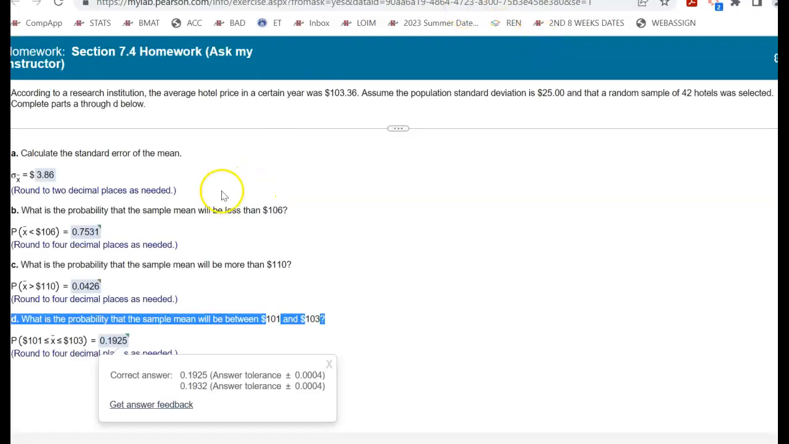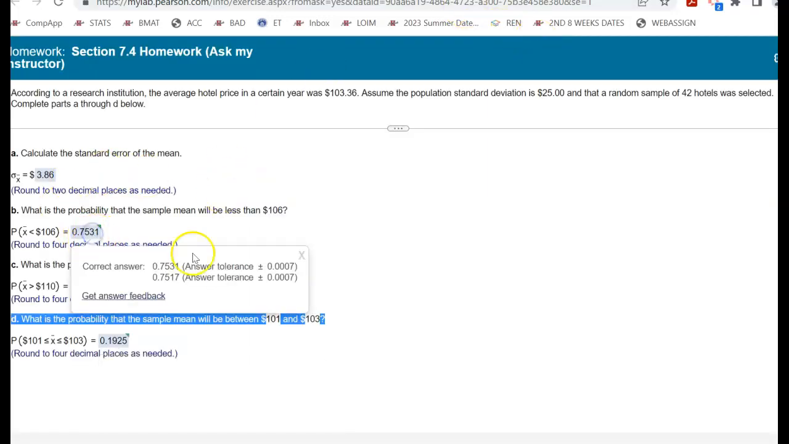And let me just show you. So when you check these, it's showing 0.7531, but we'll also have an answer tolerance for that. So another answer you could get, which is what we got, was 0.7517.